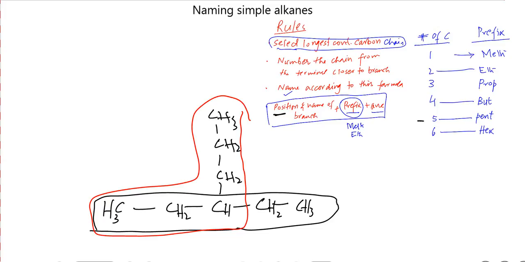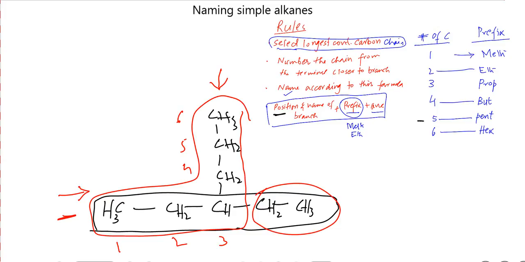Now where to start numbering? There are 2 terminals again. We can start numbering from here or from there. Because anything outside of this red selection is a branch or substituent, we will consider this as a branch. So the branch is closer to this terminal. That's where we start numbering from here: 1, 2, 3, 4, 5, 6.